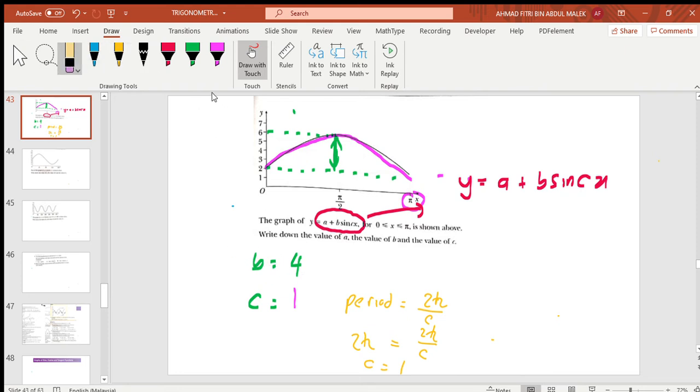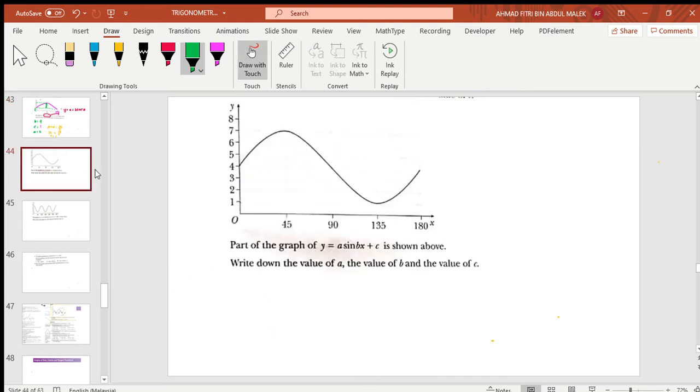Okay, now look at A. A maknanya our value A. You tak buat ikut susunan pun tak apa, asalkan jawapan ni betul. So the graph shift, move up and down. Tengok, so it move 2 units. Okay, so the value of A is 2 lah. So just that simple as that.